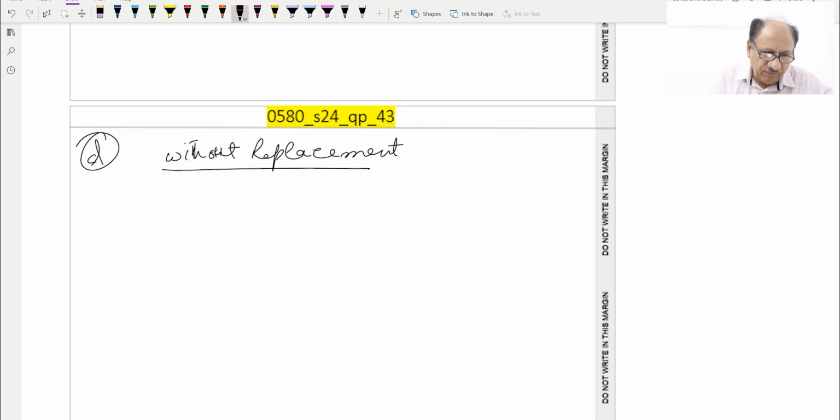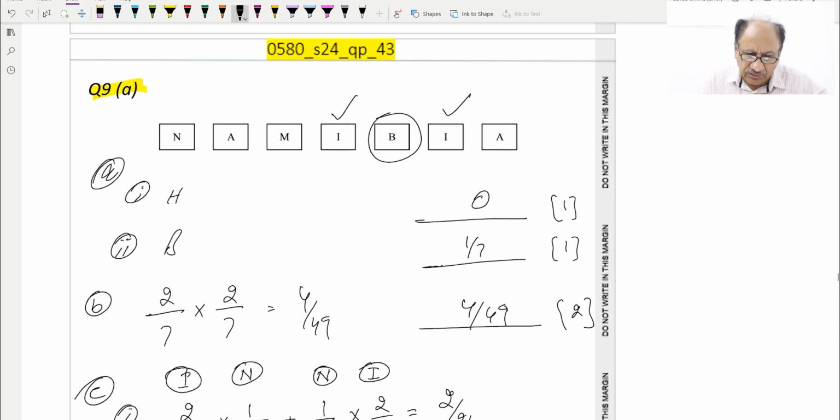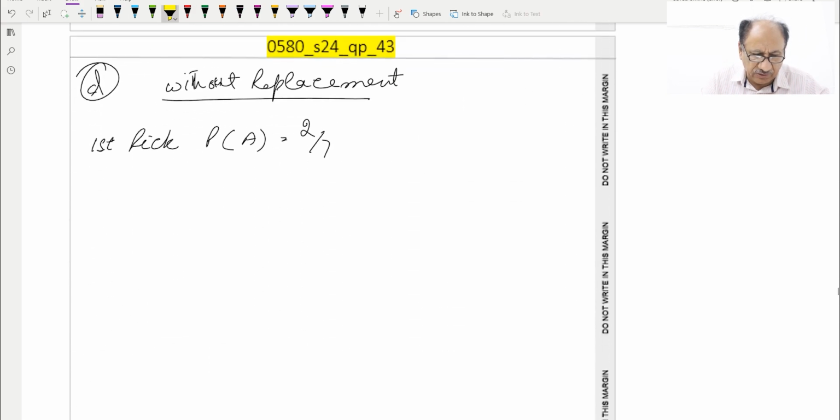Now there can be different options, like first pick can be like this one. Probability of getting A for the first pick will be 2 by 7. Why 2 by 7? Because this is an A card, A card is this one and this one. So 2 out of 7 for the first card if she is getting it. And for the second pick, we can write here second pick, probability of for the second pick, first will be not A and the second will be A.